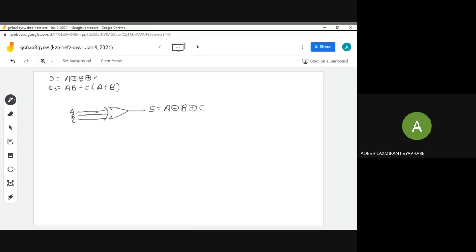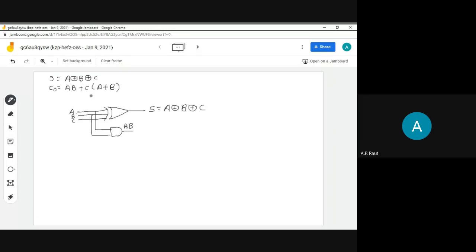AB. So first we write A and B. And which gate is present between A and B? AND gate. So draw the AND gate. And the output of this gate is AB, A dot B.